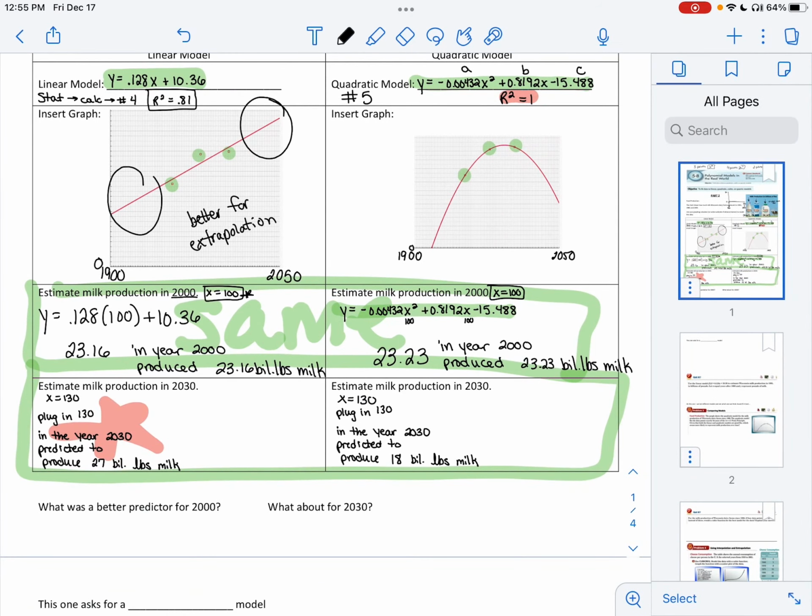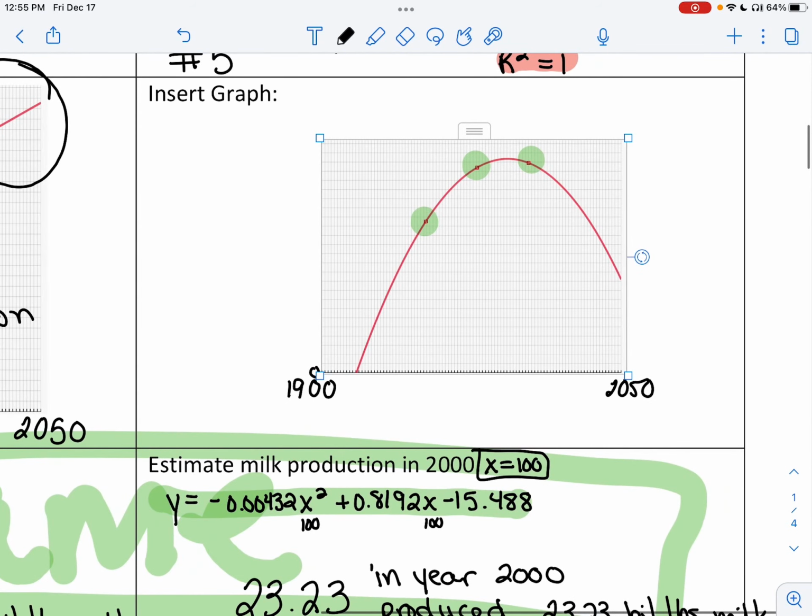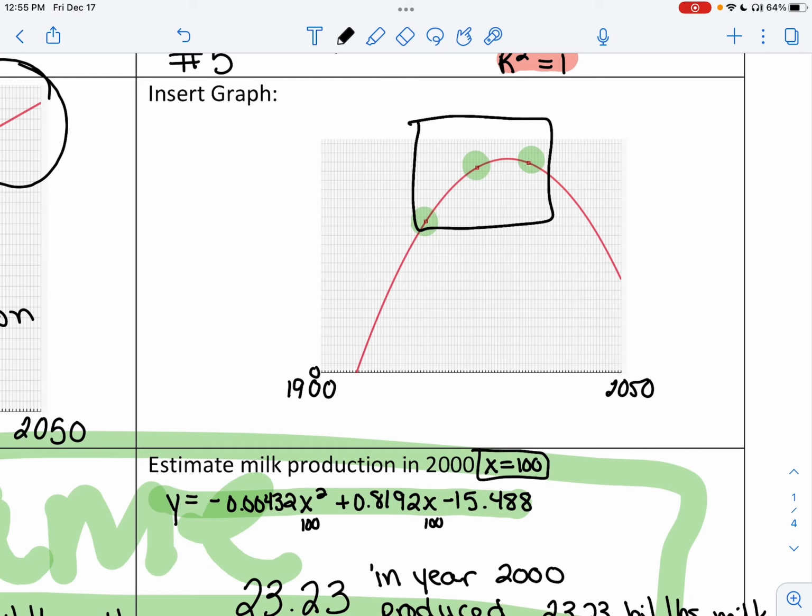Or maybe the quadratic model might just be better for what we call interpolation, which means data inside our data set, because inside of there, it fits pretty well. There we go. So better for.